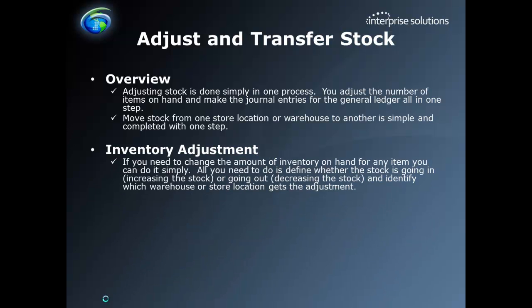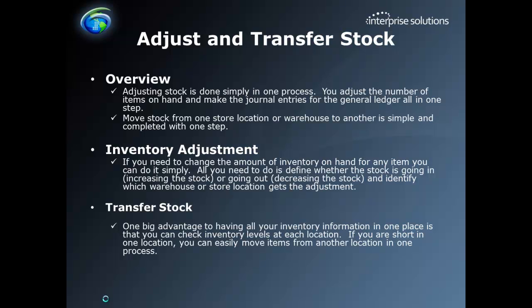If you need to change the amount of inventory on hand for any item, you can do it simply. All you need to do is define whether the stock is going in or going out and identify which warehouse or store location gets the adjustment. One big advantage to having all your inventory information in one place is that you can check inventory levels at each location. If you are short in one location, you can easily move items from another location in one process.